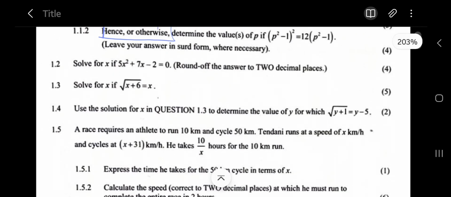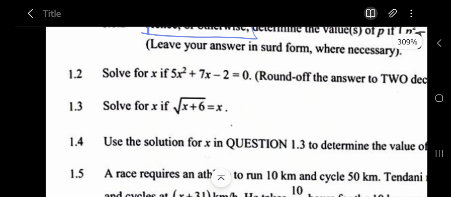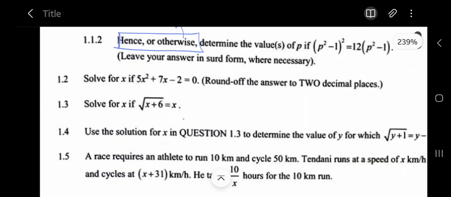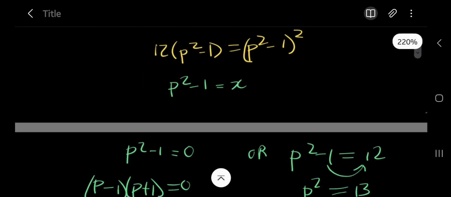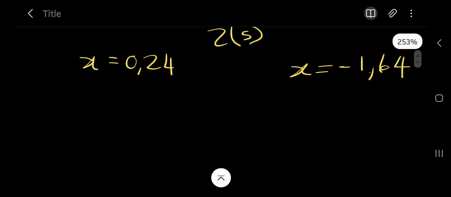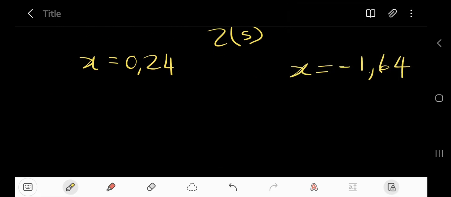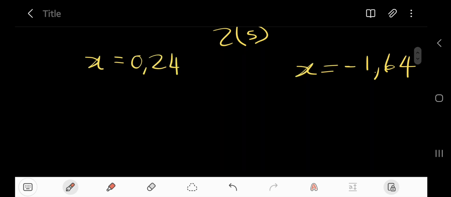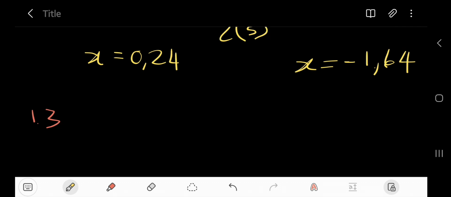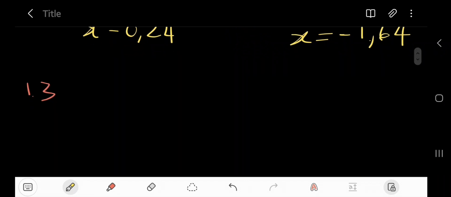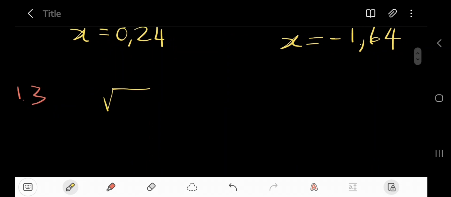Right, let's go back to the questions. Question 1.3 asks us to solve for x if the root of x plus 6 is equal to x. In that instance, they've already isolated the root. When we're dealing with root equations, we always want to make sure that we isolate the root. One of the answers will be invalid, so make sure you test your answers, especially on root equations. They've already done one step for us, isolating the root, which is very important and is the first step whenever we're solving such equations.